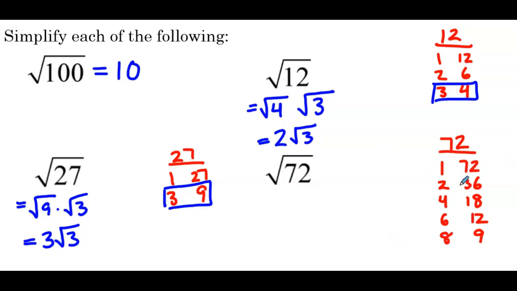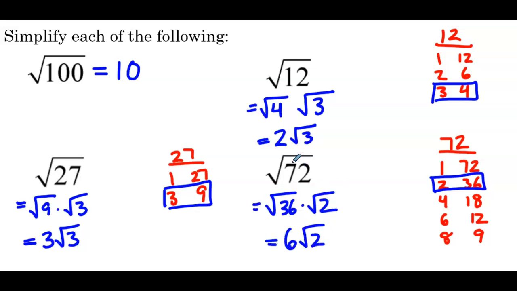And looking at each set of factor pairs, 2 times 36 is the factor pair that contains the largest perfect square. So we're going to rewrite the square root of 72 as the square root of 36 times the square root of 2. The square root of 36 is 6, times the square root of 2. So the square root of 72 is equivalent to 6 times the square root of 2.